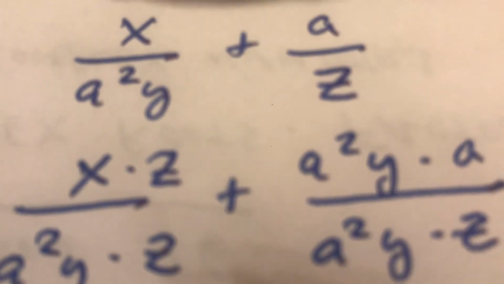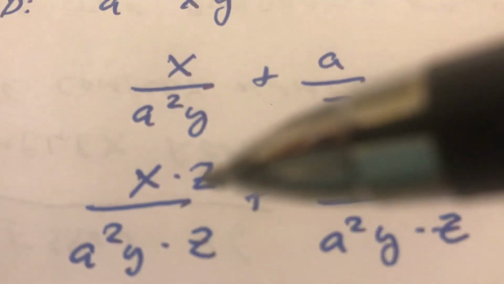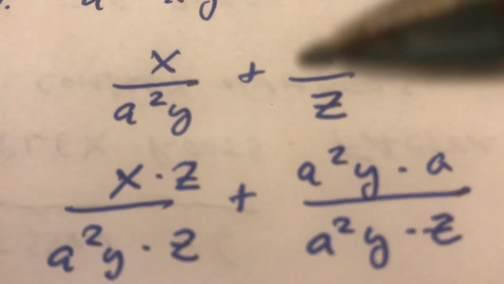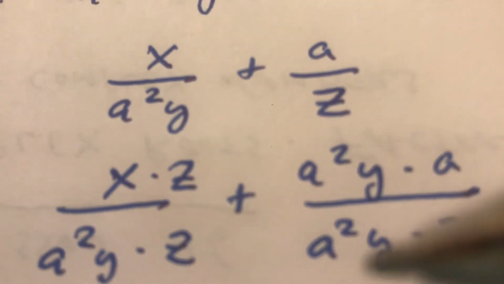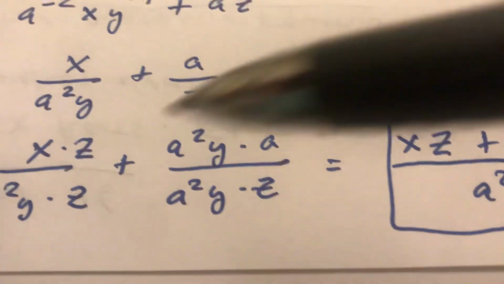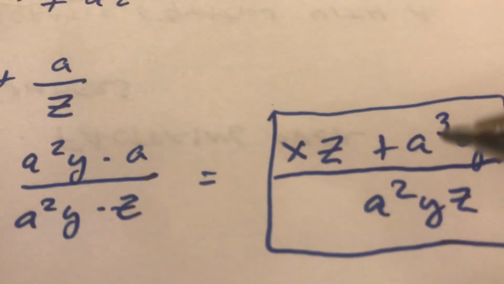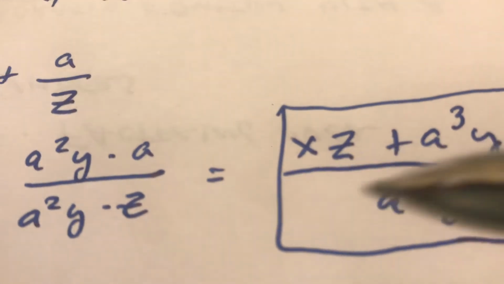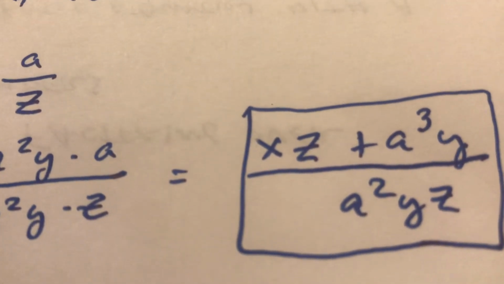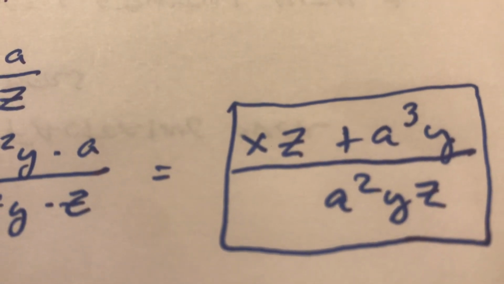So here I have to multiply top and bottom by z, top and bottom by z. And here I multiply top and bottom by a squared y. When I multiply it out, xz, and then a squared times a is a to the third y. And I put it all over the common denominator. My answer is xz plus a cubed y all over a squared yz.